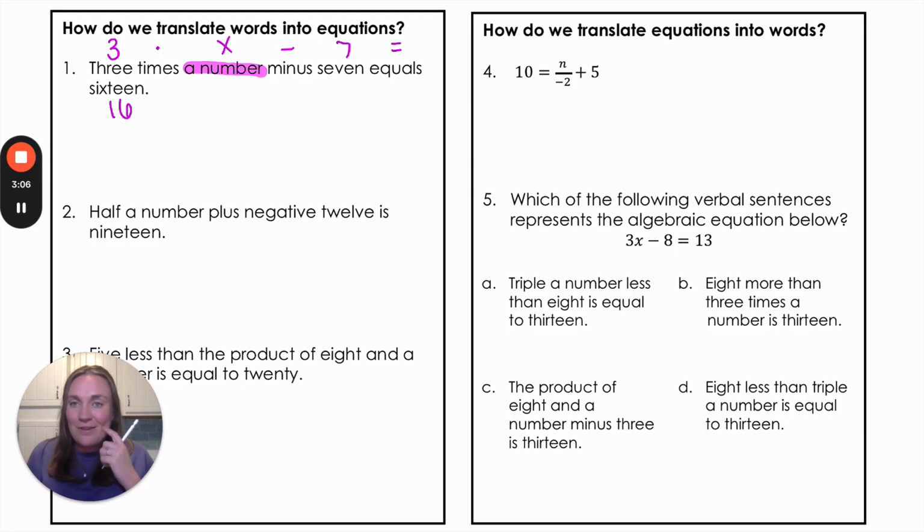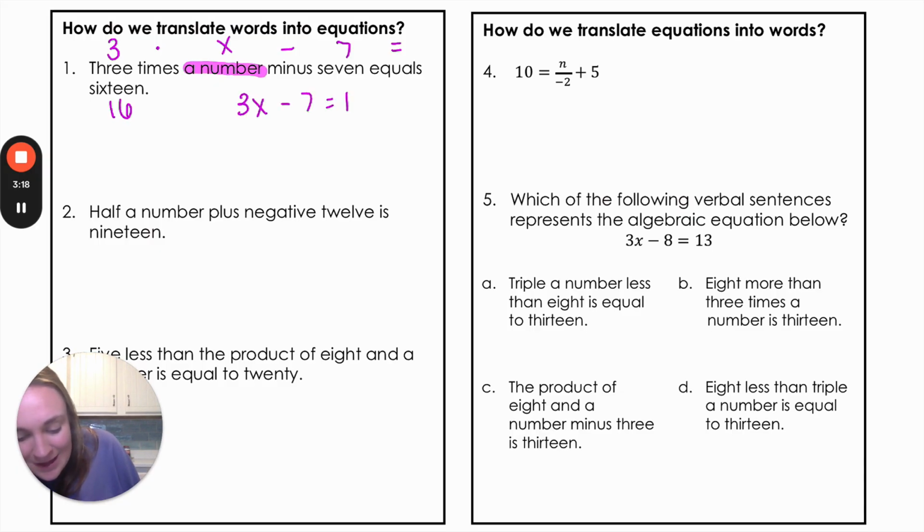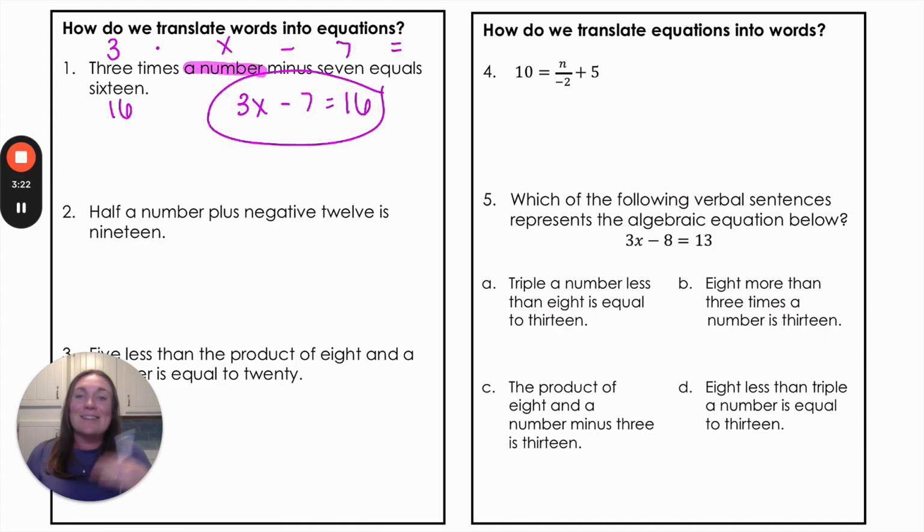So this one's pretty straightforward. The only thing we're going to change is that we're not going to actually write out that 3 times x. Remember, in algebra, if they're multiplied, they're just right next to each other. So this will turn into 3x minus 7 equals 16, and that is how we took that written sentence and turned it into a math sentence. All right, on to number 2.